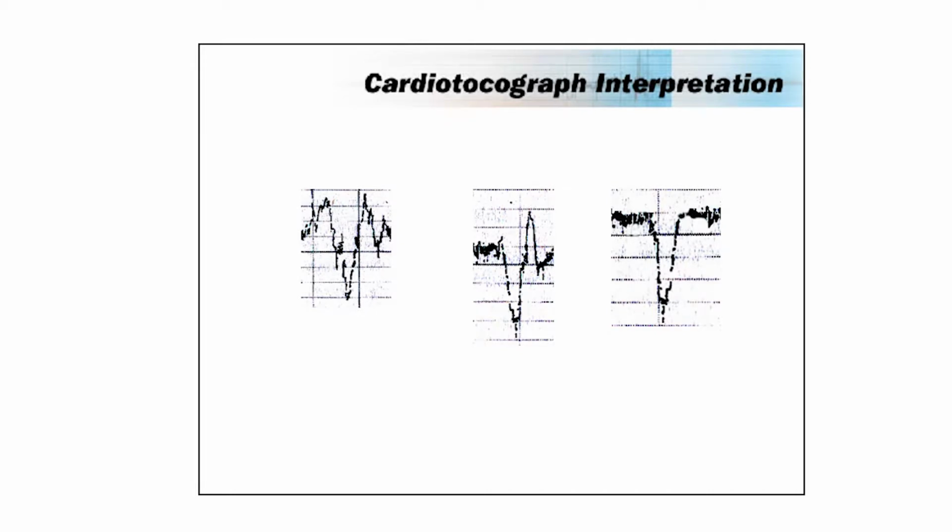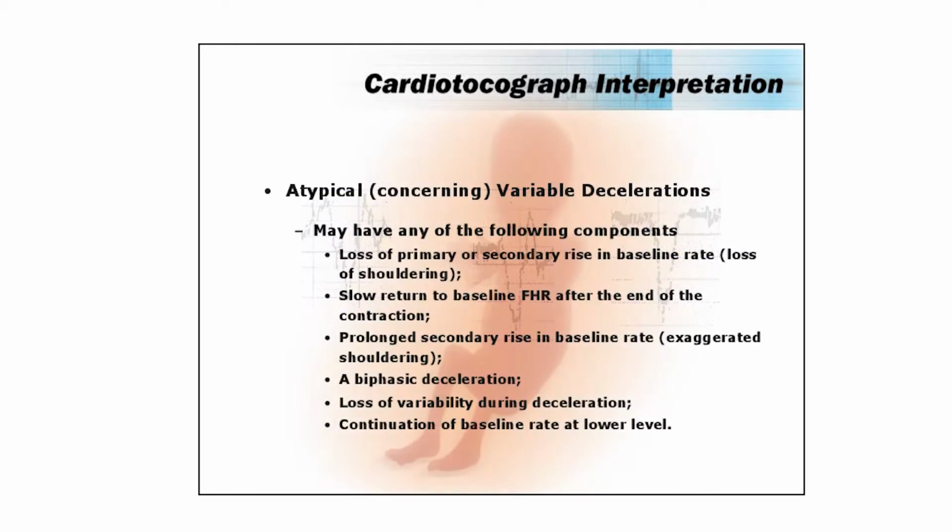So these are the types of atypical decelerations I mentioned to you. The loss of primary or secondary rise in baseline, which is the loss of the shouldering. This just means the shouldering. A slow return to the baseline at the end of the contraction. That's the one that goes down but takes a while to come up. Prolonged secondary rise in baseline, where it goes down but it goes up, and it goes up to a higher baseline rate. A biphasic, which is the W shape.